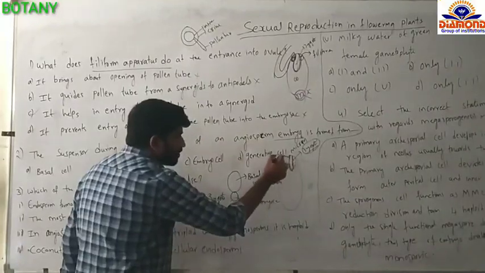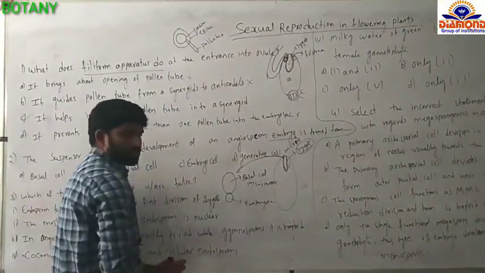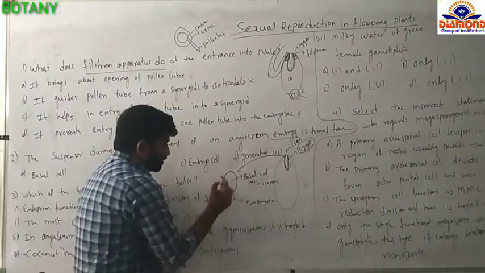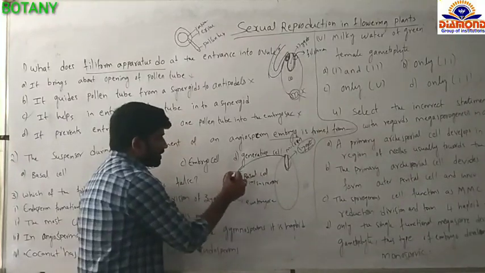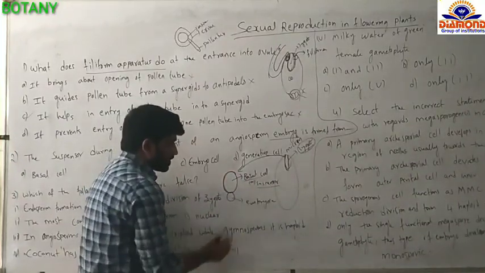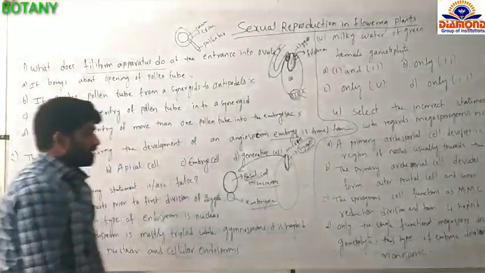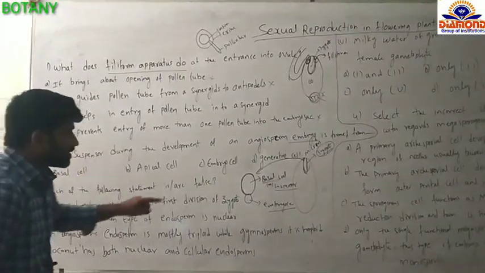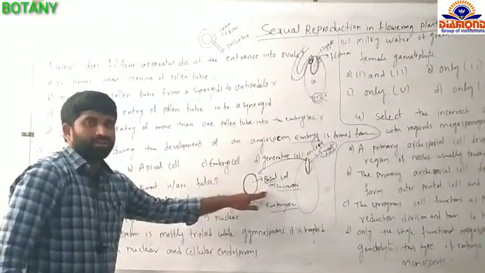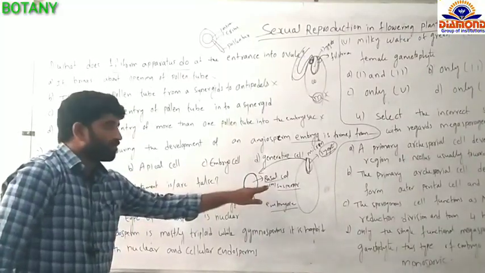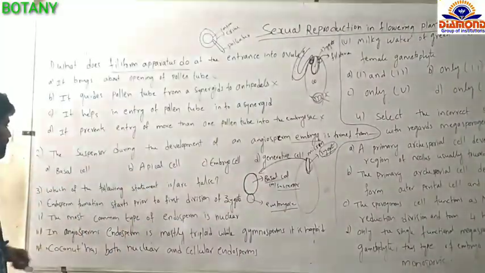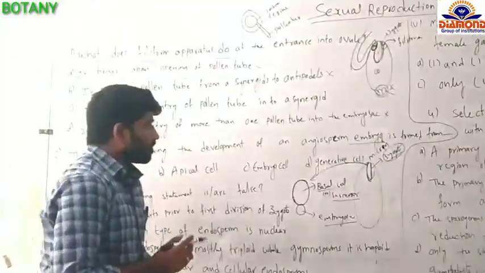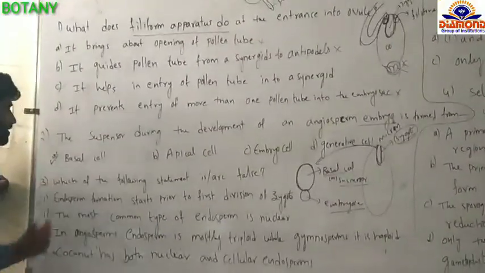At the time of embryo development, the zygote undergoes two divisions and forms two cells. The large cell is called the basal cell or suspensor cell, and the small cell is called the embryo cell. So the suspensor in the development of the angiosperm embryo develops from the basal cell. The options given are basal cell, apical cell, embryo cell and generative cell. Based on the options, the answer is basal cell.